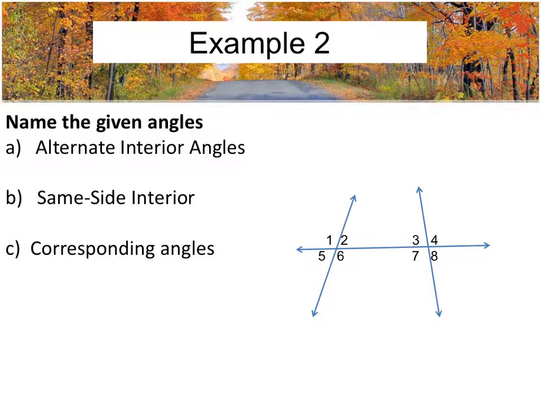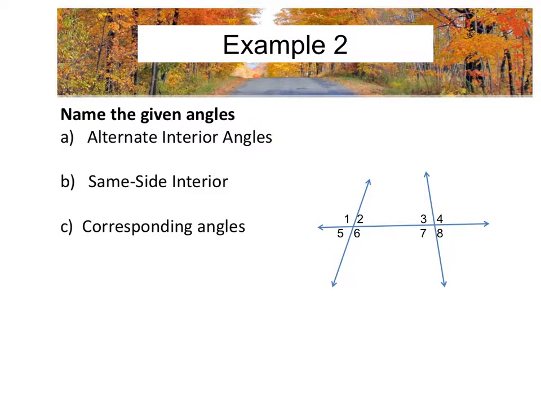All right. Last but not least, let's wrap this up. Give me a pair of alternate interior angles. Angles 2 and 7 are both on the interior of these two lines. As we said, they're on alternate sides. So 2 and 7 are a great pair. Give me a pair of same side interior angles. Angles 6 and 7 are on the same side. They are both in the interior, angle 6 and angle 7.